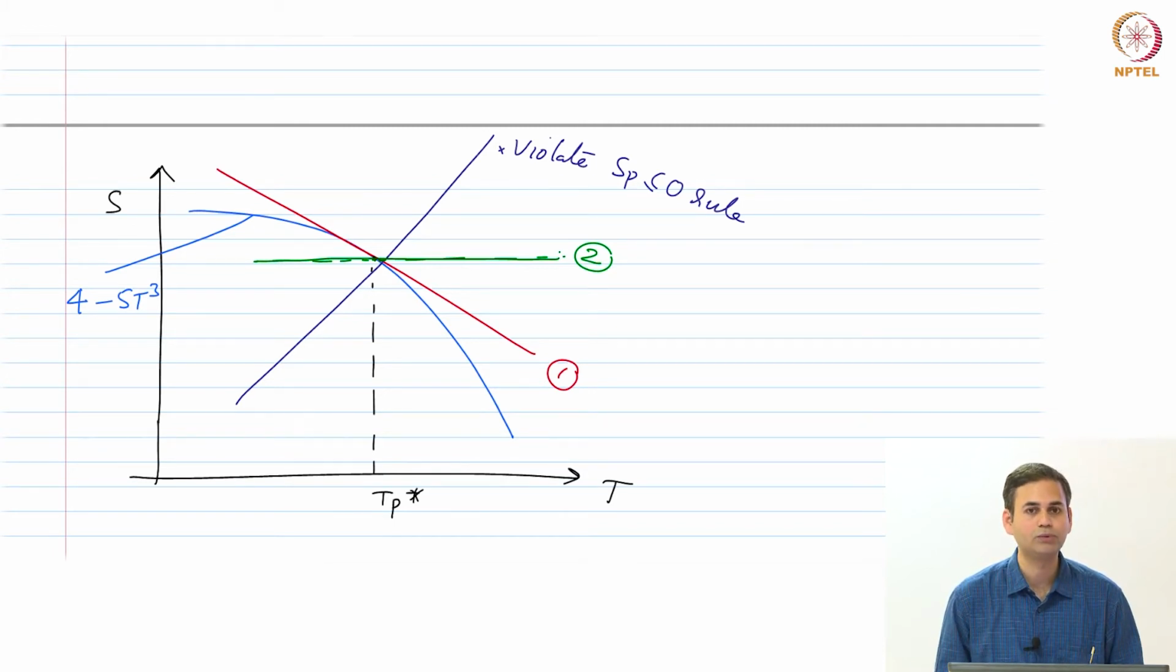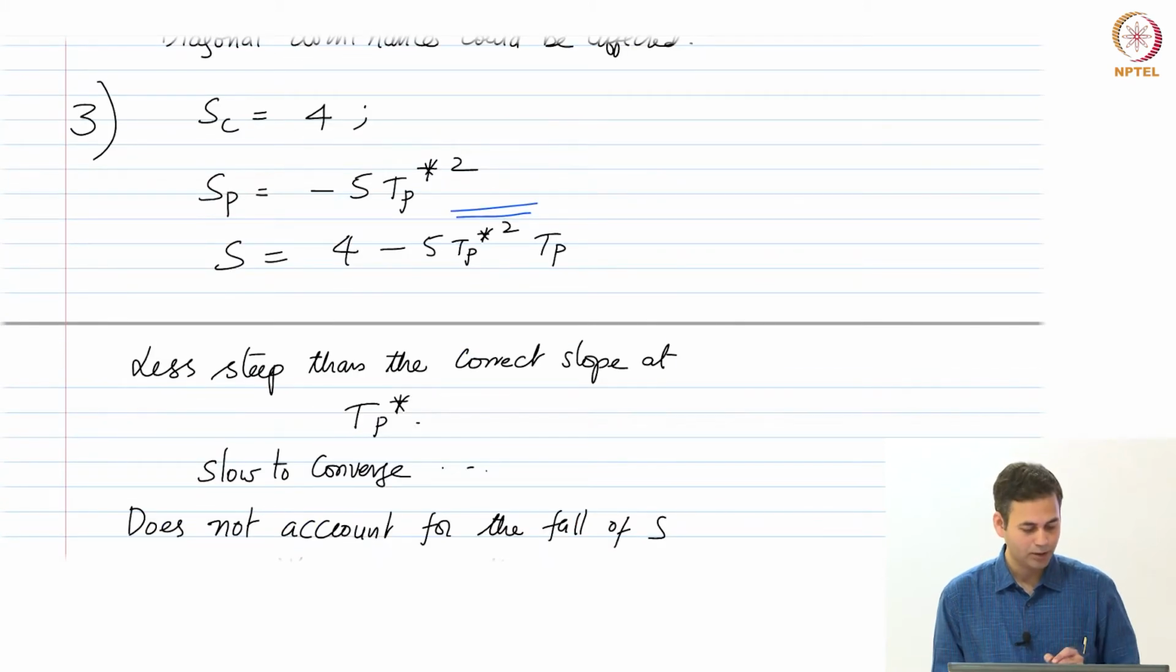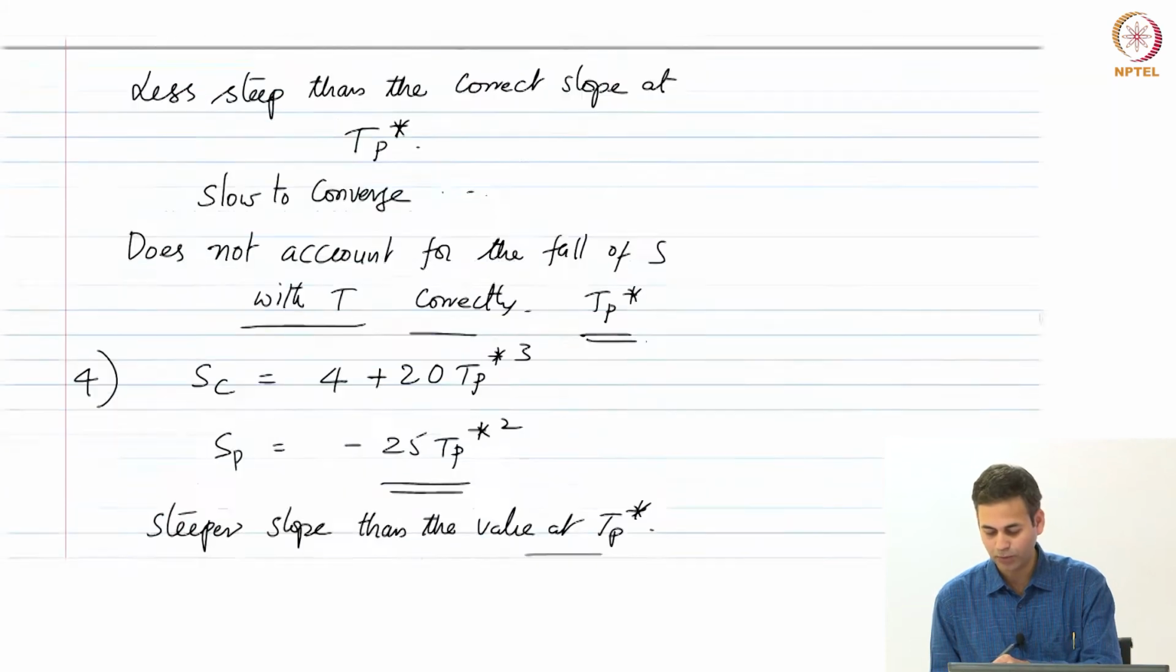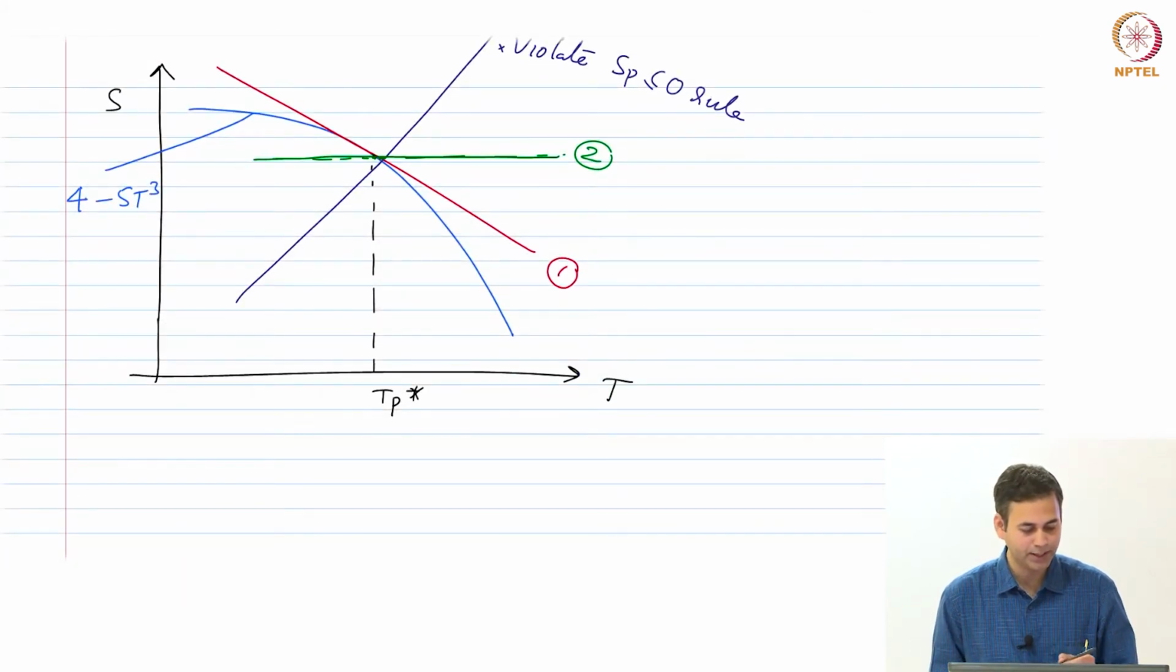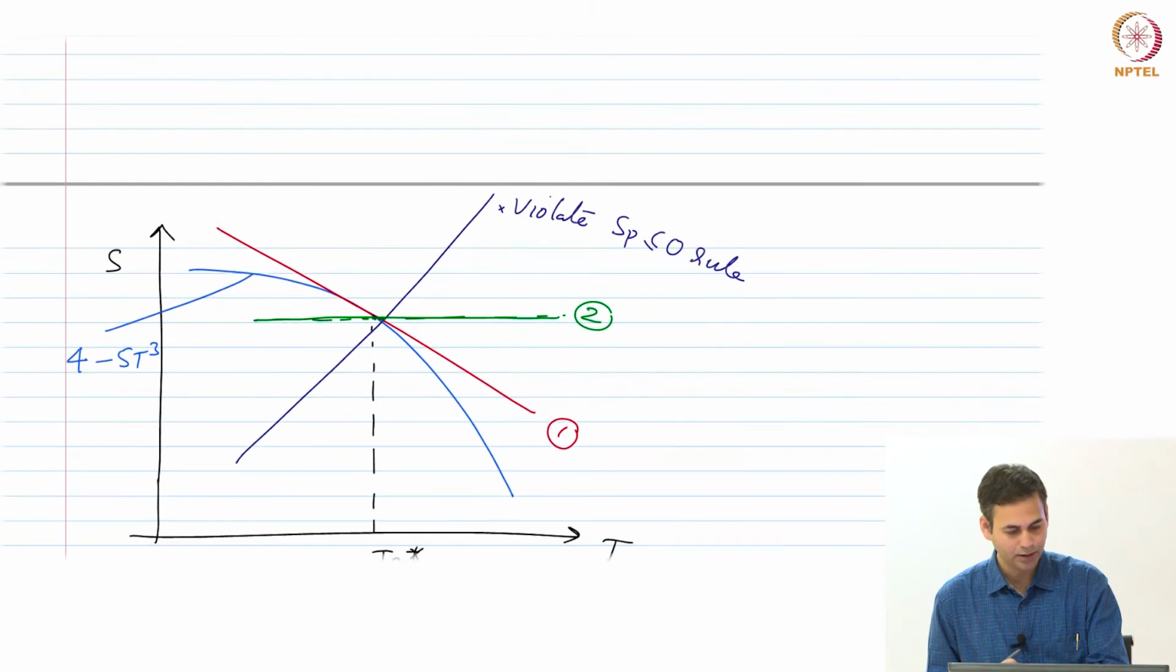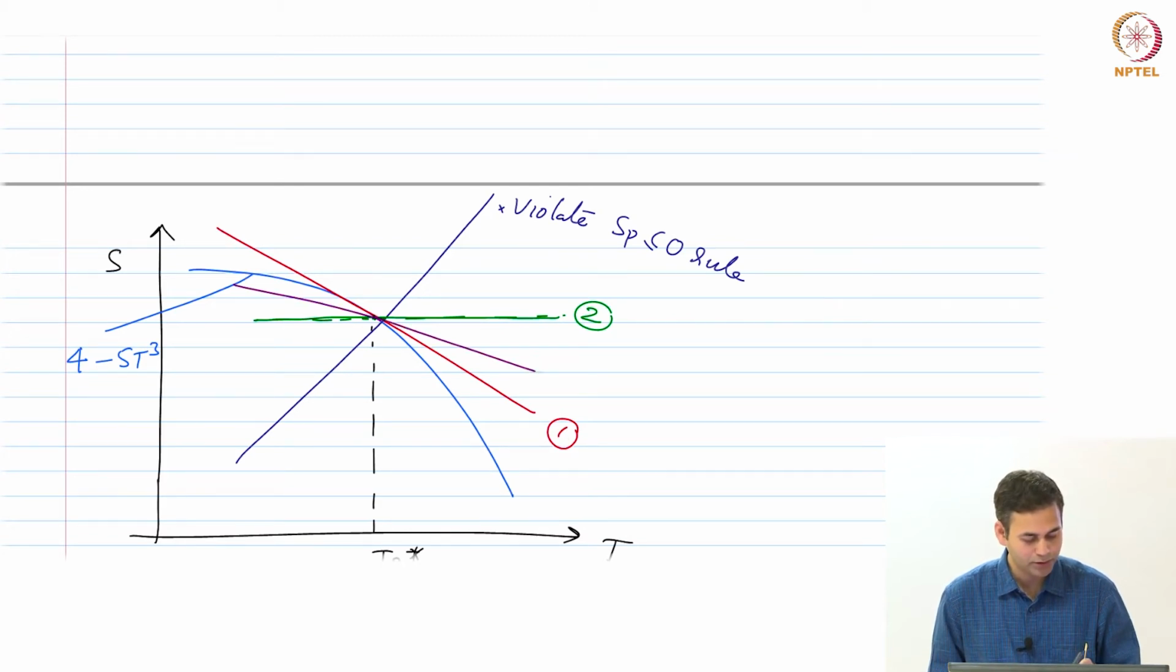What are the other two models we had? The third one is an equation for minus 5 T star square, which is the slope. So, that is less steep than this, right. That means how does that look? That will look between 1 and 2, isn't it? That will be somewhere between 1 and 2. So, that would be this model. This is your equation 3, right.